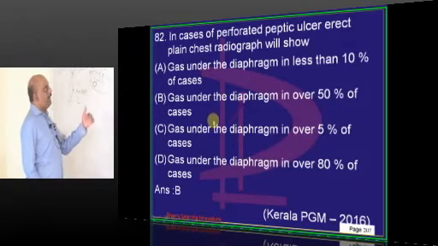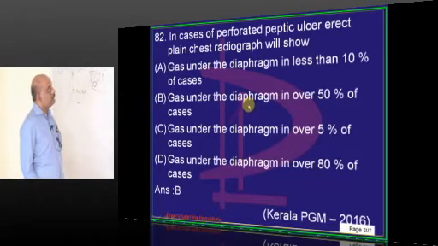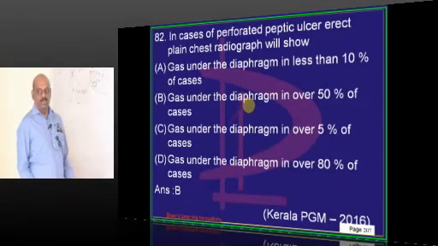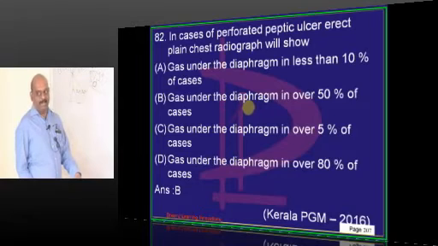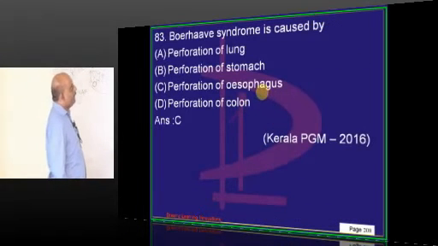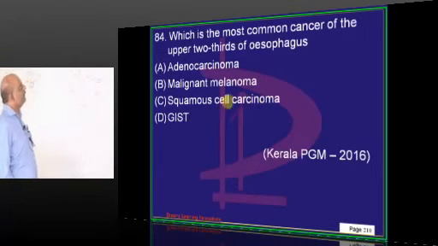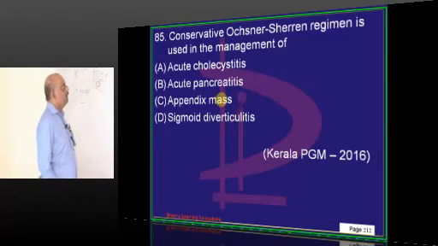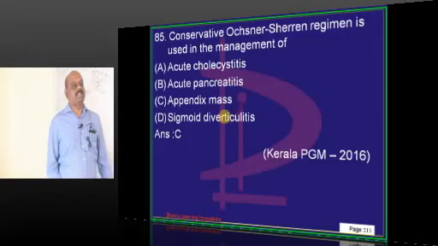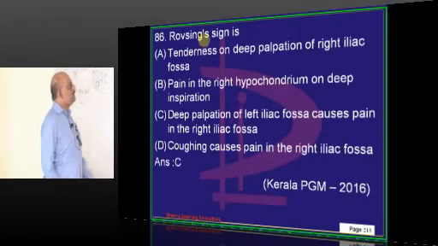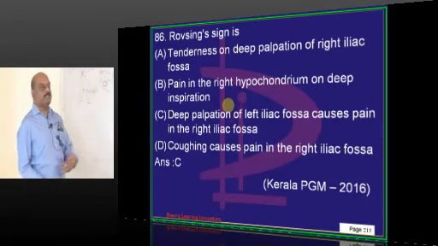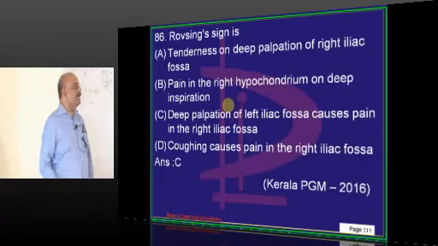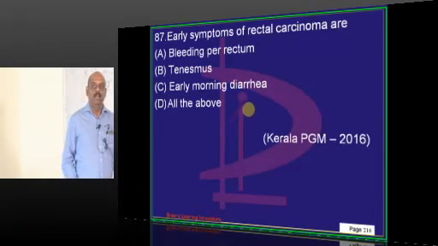In perforated peptic ulcer, gas will be under the diaphragm. Difficult question, what percentage, who will know? To know that gas under diaphragm will be there itself is a big deal. Boerhaave is perforation of the esophagus. Upper two-thirds is squamous and lower one-third is adeno. Conservative Ochsner-Sherren is for appendiceal mass. Rovsing's sign is, if you palpate in the left iliac fossa, the gas will go to the other side and pain in the right iliac fossa will be there.